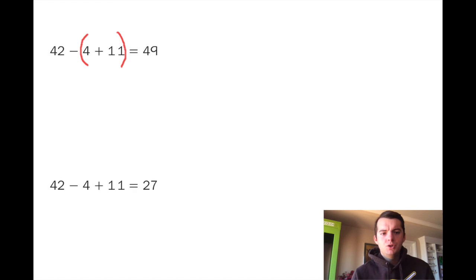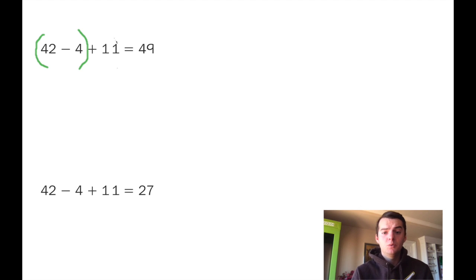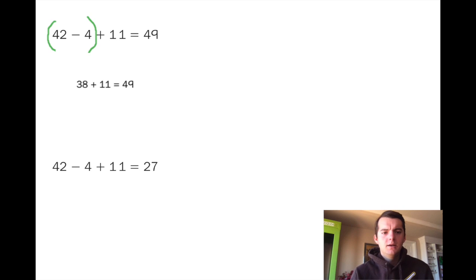So we have to switch it out. Let's put the parentheses this time around, what do you think? The 42 and the 4? So let's put it around the 42 minus 4. We know 42 minus 4 equals 38, right? And 38 plus 11 equals 49. Does that equal 49? It does. So we know that 38 plus 11 equals 49.